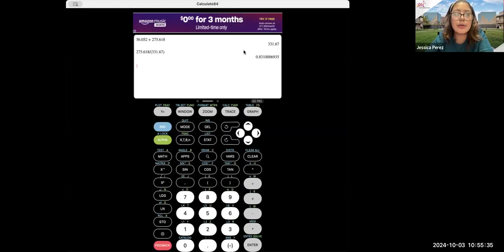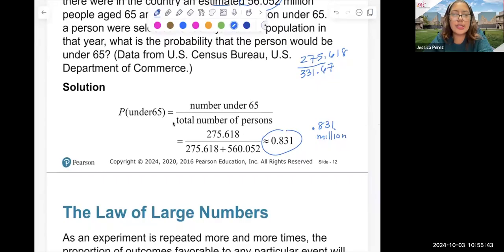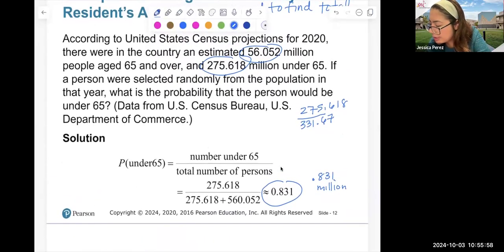So let me go back to my screen. So we're looking for the probability under 65. That's the number under 65. That's 275.618 million divided by the total. And there's a typo here because it's 56.052. There is a typo right there. Let's fix that. And that's going to give us 0.831. So if you're randomly selected, that's the probability.